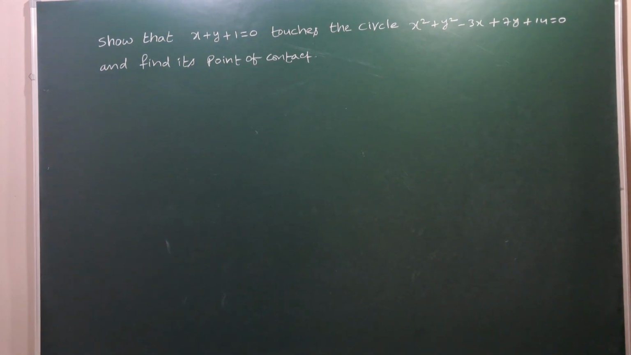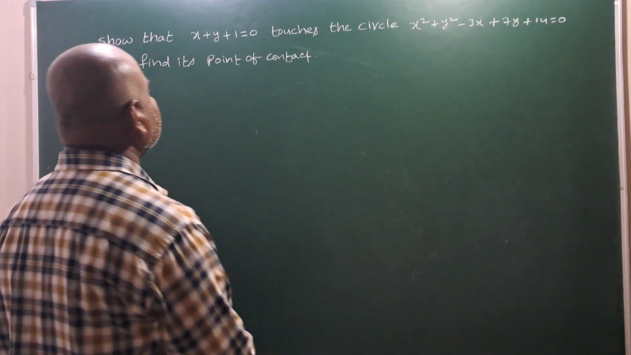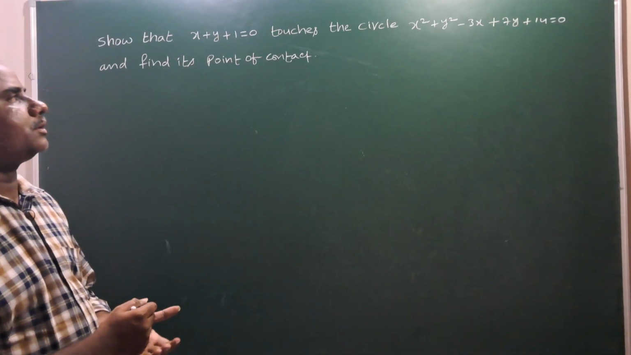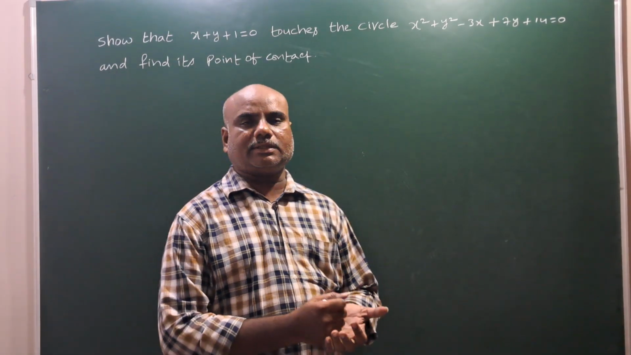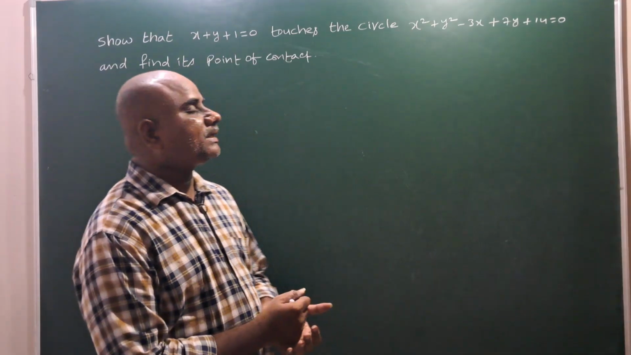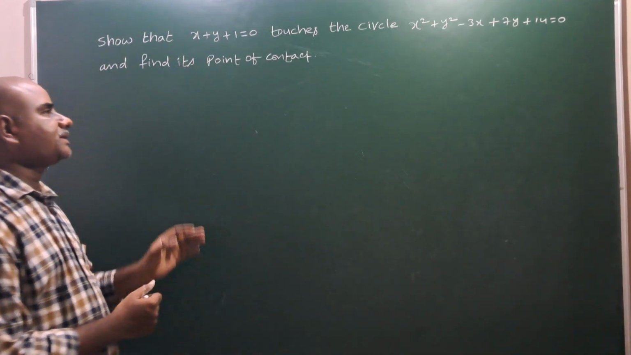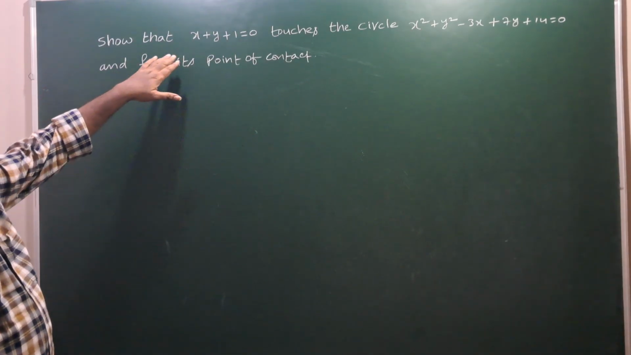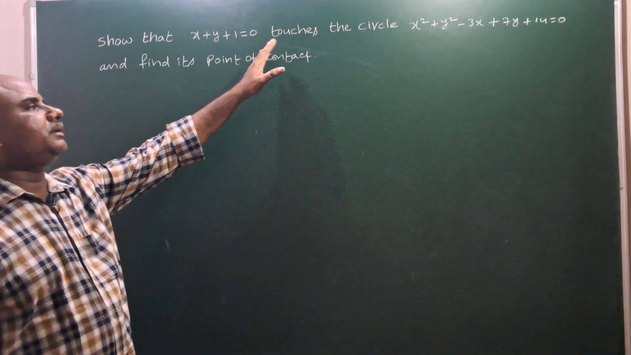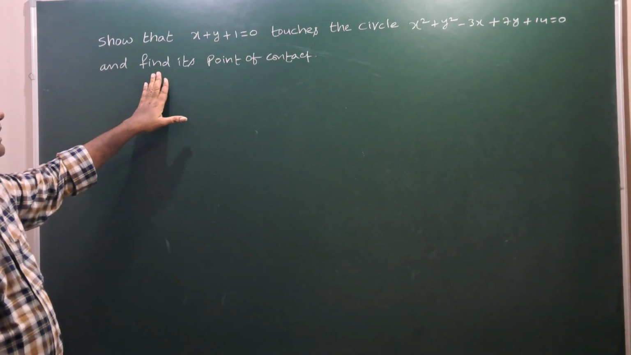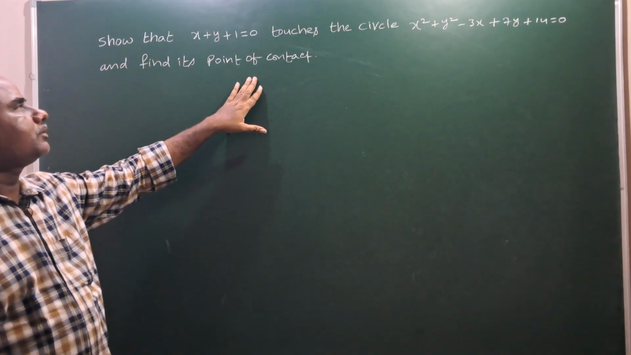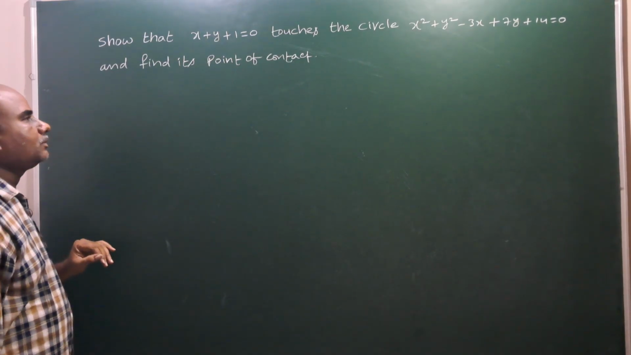Okay, next problem. Show that x + y + 1 = 0 touches the circle x² + y² − 3x + 7y + 14 = 0. So that is our first one. First thing, we have to show that this straight line touches that circle. And the second thing is find its point of contact. So that is our problem entirely.